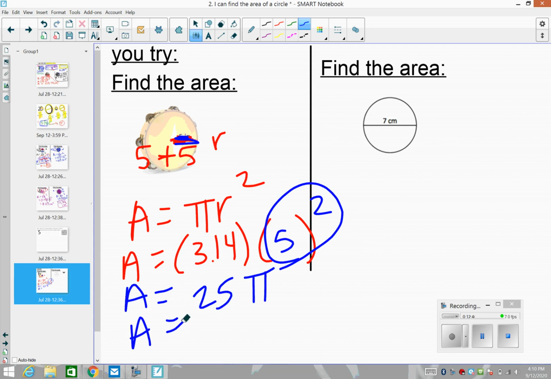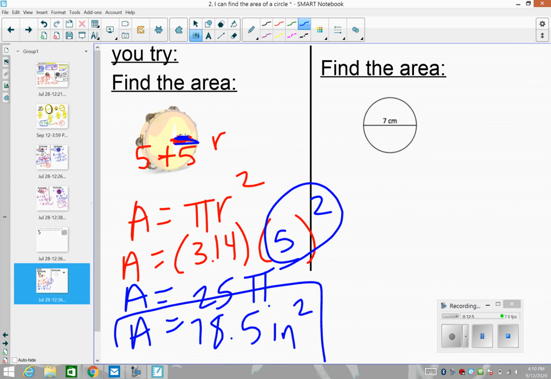But anyway, long story short, if we were to type that in our calculator, we would have 78.5. The unit on that was inches, I believe. I crossed it off. Inches squared. So we're talking about the space on the front side of that drum would be 78.5 inches squared. Boom. The last problem of the day.